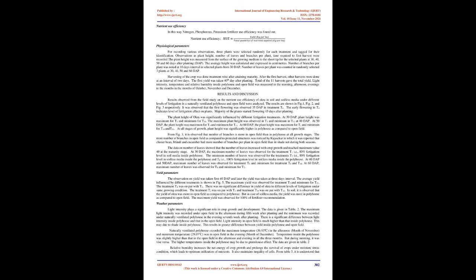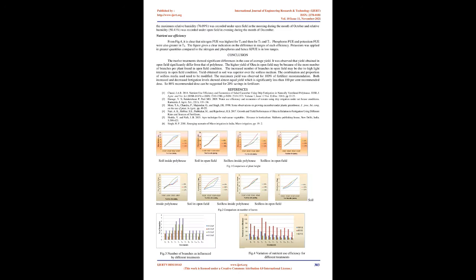Treatment details. The treatments done are given in Table 4. The fertigation was done as per the fertilizer recommendation given in Haritha Krishi Sahaya, State Horticultural Mission, Kerala. The fertigation was scheduled as 17 splits with the frequency of once in 3 days from 25th day after planting to 76th day after planting. Nutrient use efficiency. Physiological parameters. For recording various observations, 3 plants were selected randomly for each treatment and tagged for their identification. Observations such as plant height, number of leaves and branches per plant, and time required to first harvest were recorded.